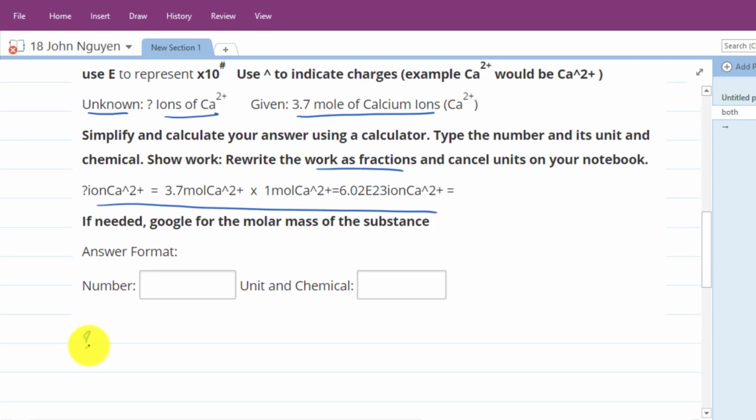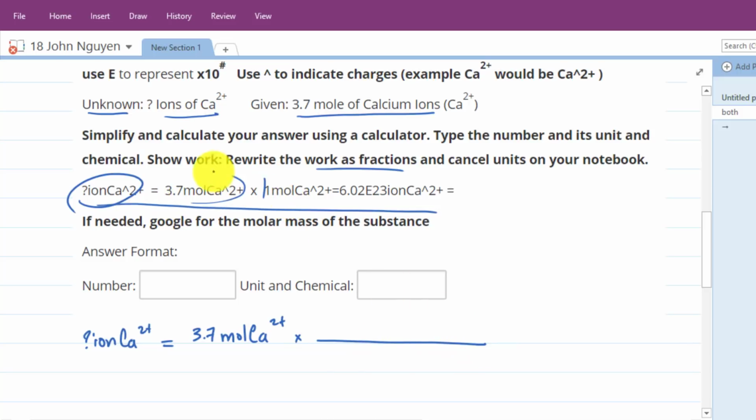Of course, I always start from my unknown. That's what I'm looking for. So I know that my final answer must be in that unit and chemical. So ions of Ca2+. Then I continue with the flowchart, which in this case is 3.7 moles of calcium 2+. Okay, and here is where it's going to get tricky. Notice how we take a given, we don't have to worry about anything because there's only one measurement. But when we multiply to a conversion factor, that equal sign should be there.